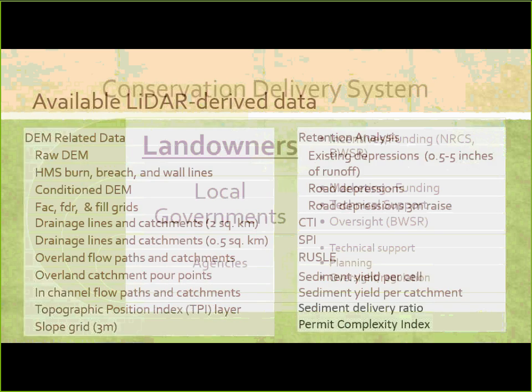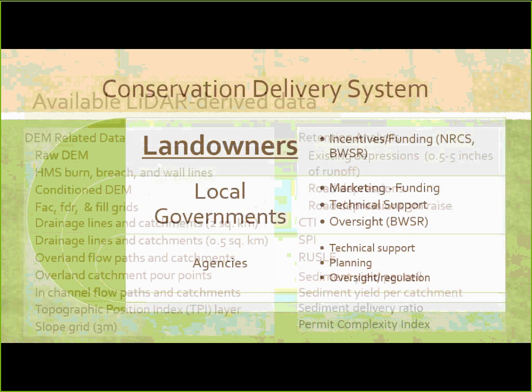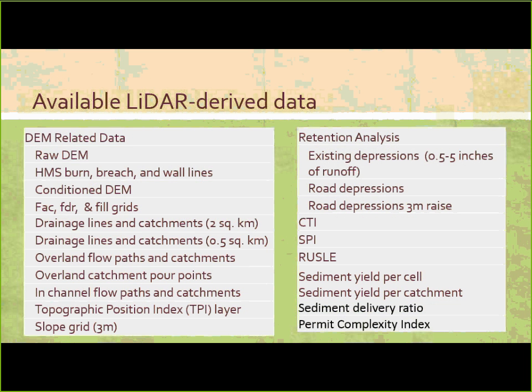but we have a lot of data from the LiDAR already derived that people can use. The condition DMs, all the flow accumulation lines, everything is there in the Red River Basin, available on the web and available for download. We've also done things like, where are all the existing depressions on the landscape? What is their volume? What is their footprint? What is their drainage area?